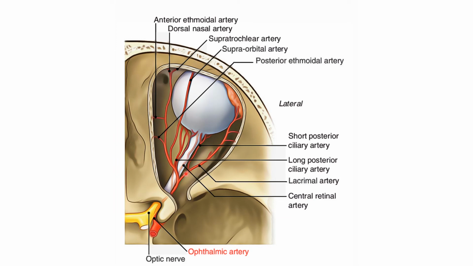Here the picture shows the relation of optic nerve and other structures. Lying above the optic nerve is the ophthalmic artery crossing from lateral to medial side with nasociliary nerve. So this relationship is very important, can be asked as an MCQ question.